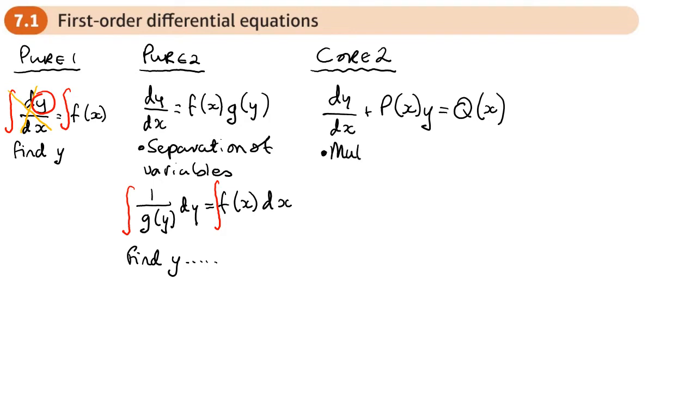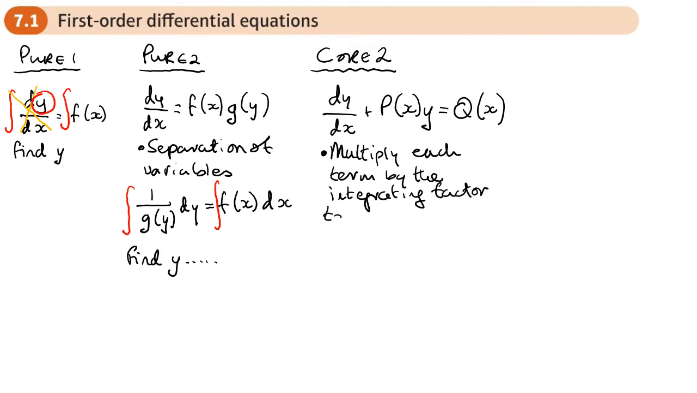So we actually multiply each term by the integrating factor to solve. Now I'm going to go through the proof of that later on. We'll just start by working through some examples of these types here, and then an introduction to this type, and then I'll go through the proof.